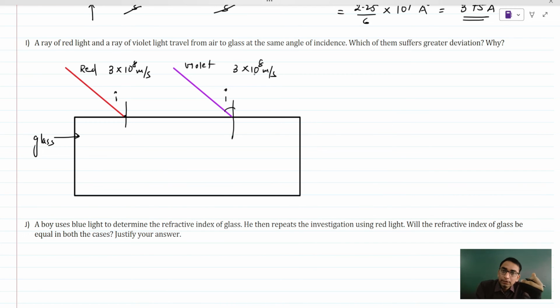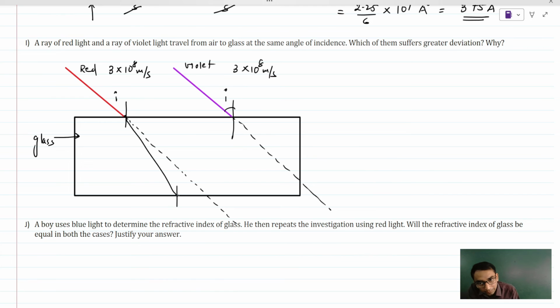But when all these 7 colors are made to pass through any other medium, red is always the fastest and violet is always the slowest. These are experimentally observed facts. So instead of going straight like this, the deviation of the red light is going to be the least. So like this is the red light, then again bending out, bending away from the normal, whereas the violet light will bend more and then it will come out like this.